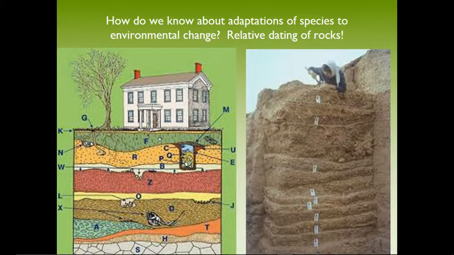We know about adaptations of species due to relative dating of rocks. When rocks are found to be layered on top of each other, they are clearly from different times, obviously. The newer layers are towards the surface and the older layers are towards the bottom. However, we can figure out how and if species adapted to these different rock layers by examining them through relative dating.